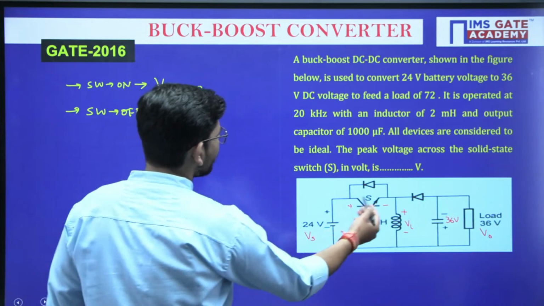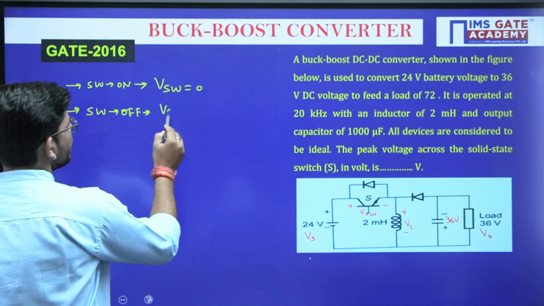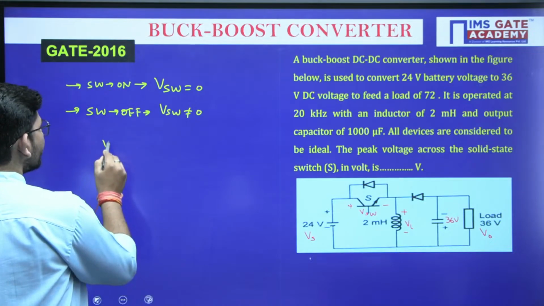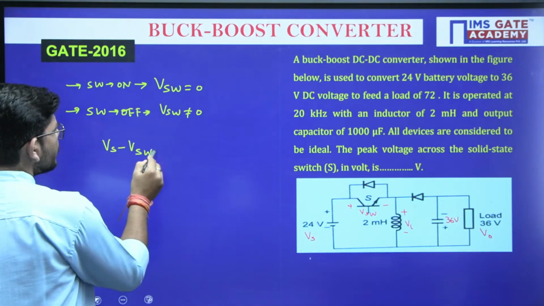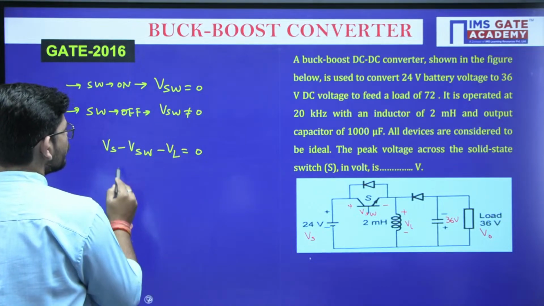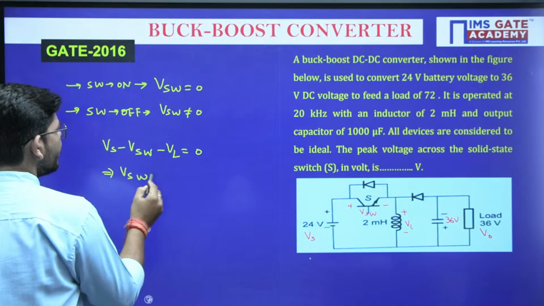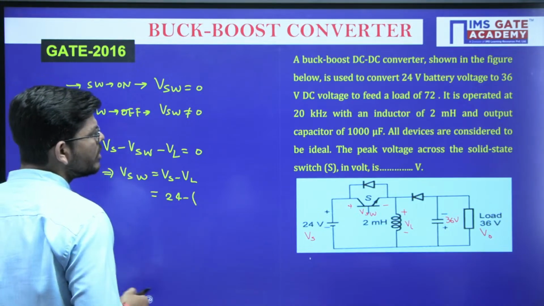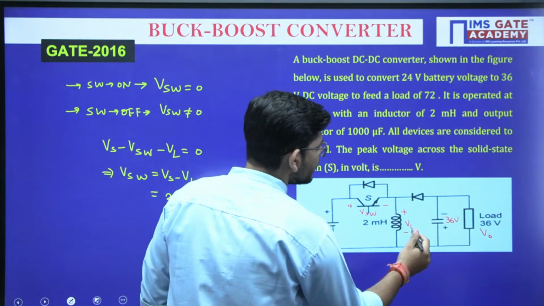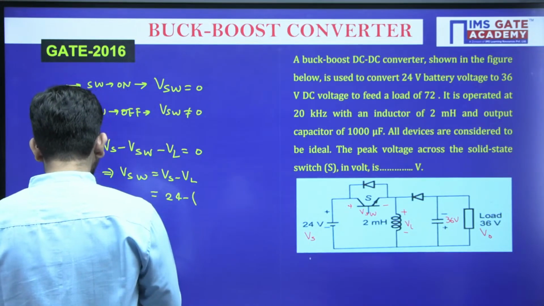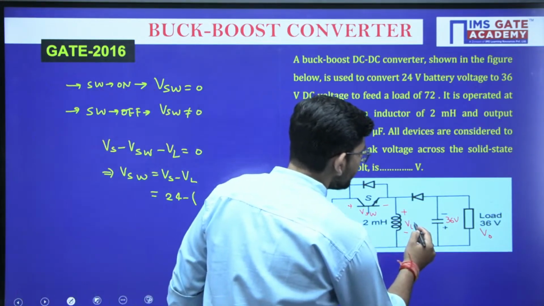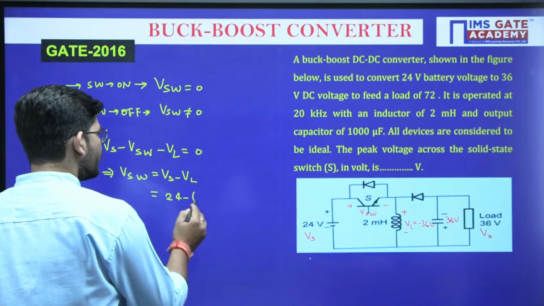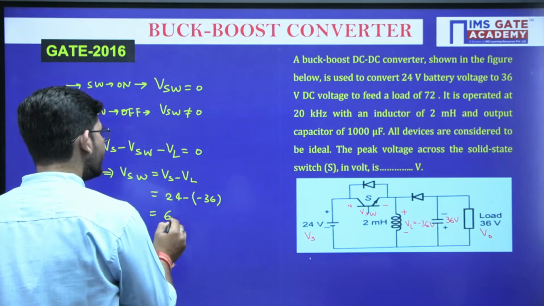So if we simply apply KVL during the off position, VSW will not be 0. Applying KVL here, what are we going to get? Vs minus VSW minus VL equals 0, or VSW is Vs minus VL. How much is Vs? 24 volt. How much is VL? This voltage and this voltage are exactly equal to each other, isn't it? So VL will be minus 36 volt. Let me put the values. If I put minus 36 volt here, I get 60 volt as the answer.